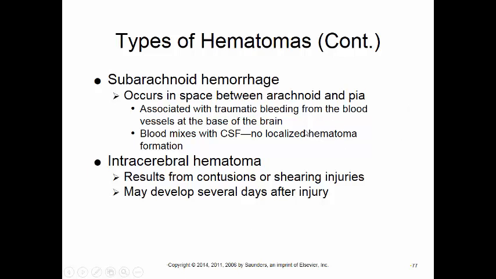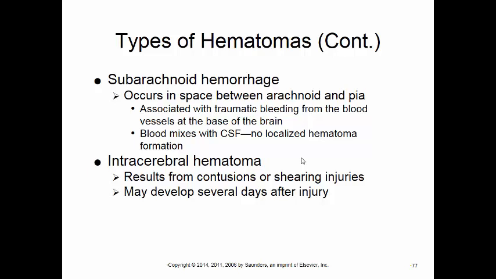A subarachnoid hemorrhage is in the area where the CSF usually is. It's associated with traumatic bleeding from the blood vessels at the base of the brain. This is where the blood often mixes with the CSF, so it's maybe not going to form that traditional hematoma blood clot. The blood mixes and is spread out through the whole CSF, and it's going to irritate that tissue, causing probably some inflammation and problems.